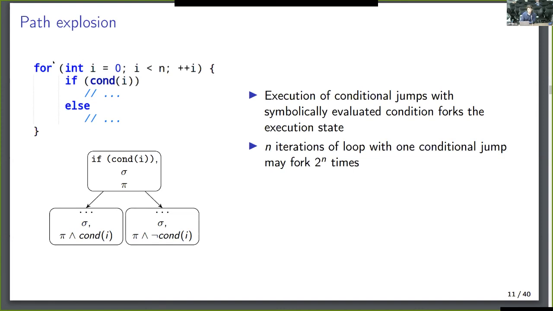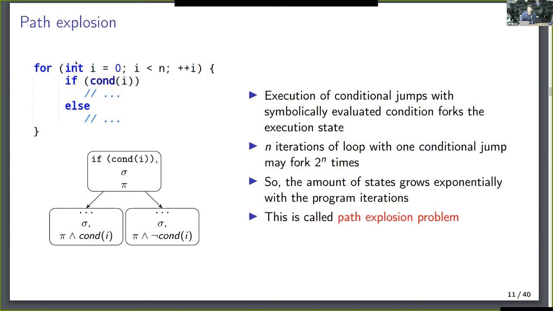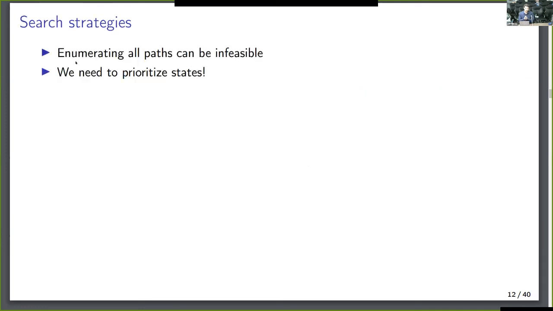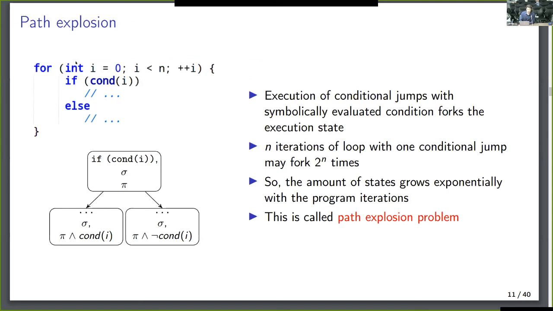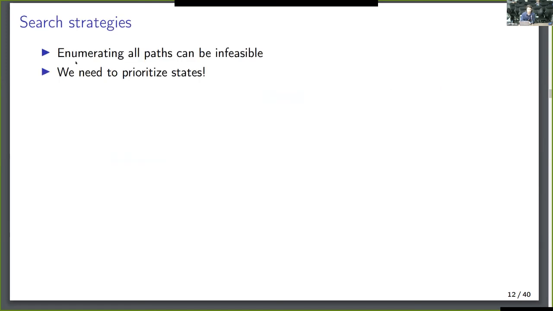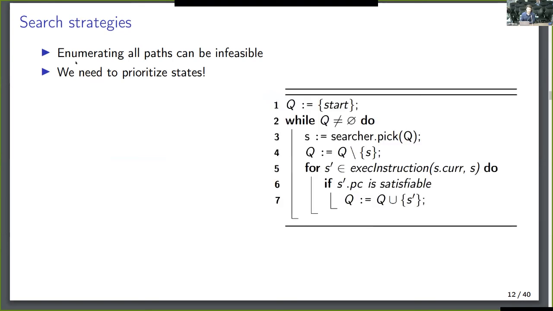We have one small code sample which gives us an exponential amount of branches. Yes, so this is the path explosion problem, and we want to address it somehow. And the usual approach here is to prioritize states in some way. So if we can't enumerate all paths, let's enumerate the important paths first, and then look at less important states.